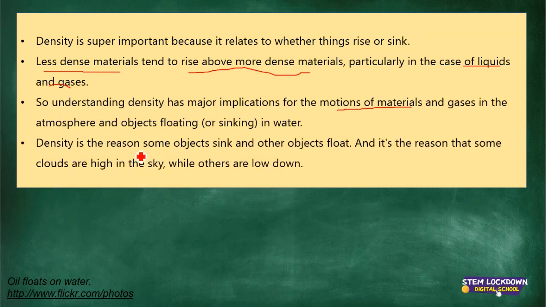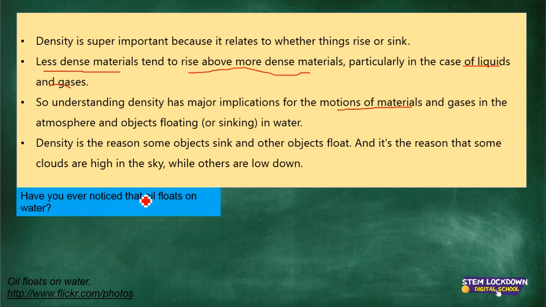Okay, so density is a reason some objects sink and other objects float. And this is the reason that some clouds are high in the sky and some are low in the sky. So when we say why some clouds are high in the sky, it's because they have less water vapor in them. And the ones that are lower down in the sky have more water vapor in them, so it condenses. And when there's more water in it, then it's more likely a chance for it to rain.